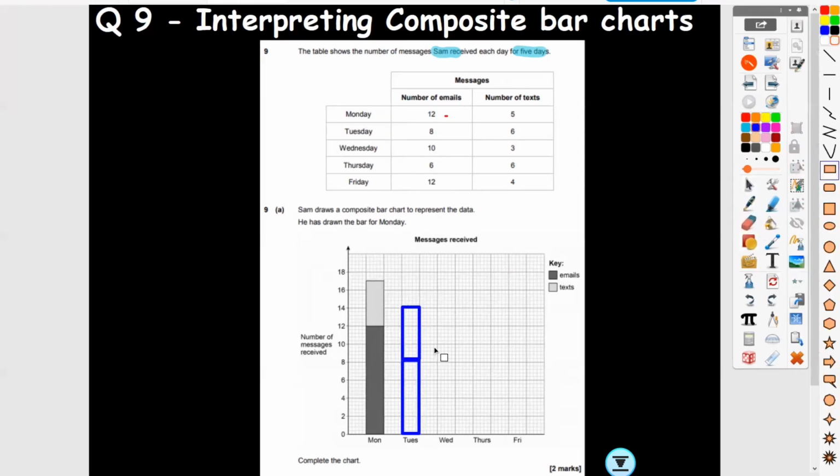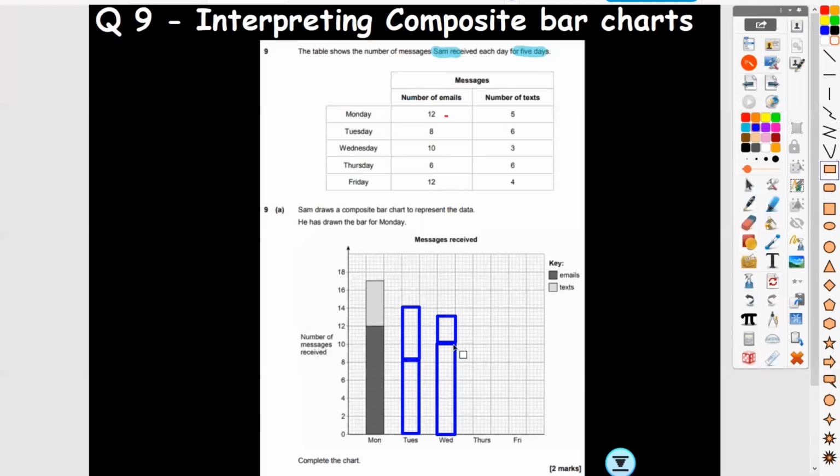Wednesday's got 10, so I'm going to go up to 10 for Wednesday, and that's going to be the number of emails. Oh, sorry, guys. Number of emails for Wednesday is 10. And then the number of texts you get is 3. So that's obviously 3 plus the 10, which is 13. That's going to be in between 12 and 14, roughly approximately there. That's about as good as it's going to get.